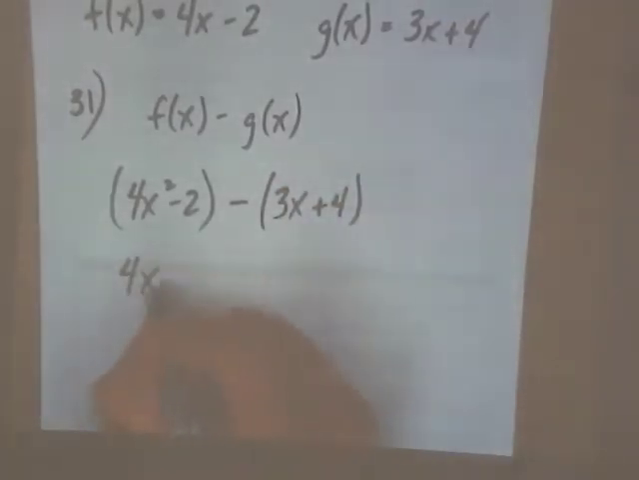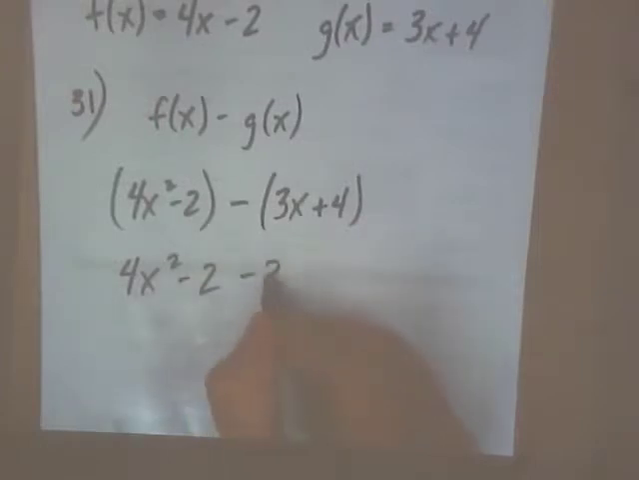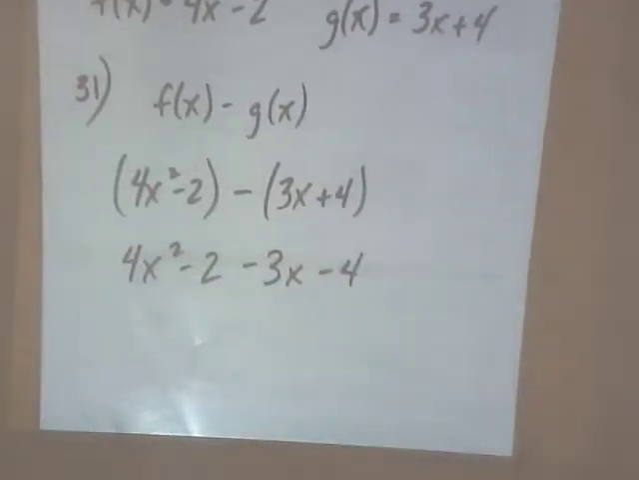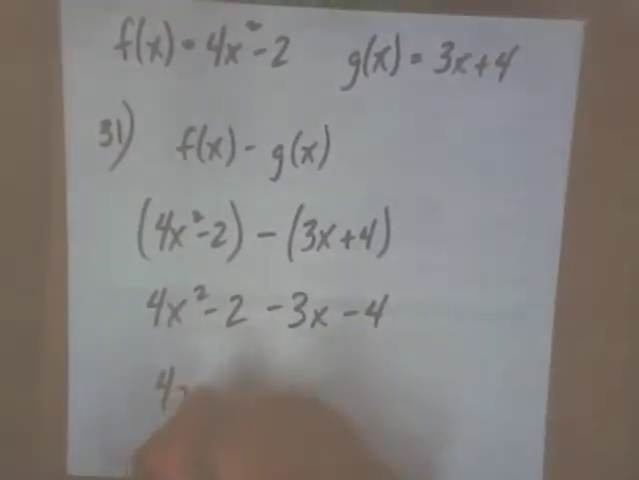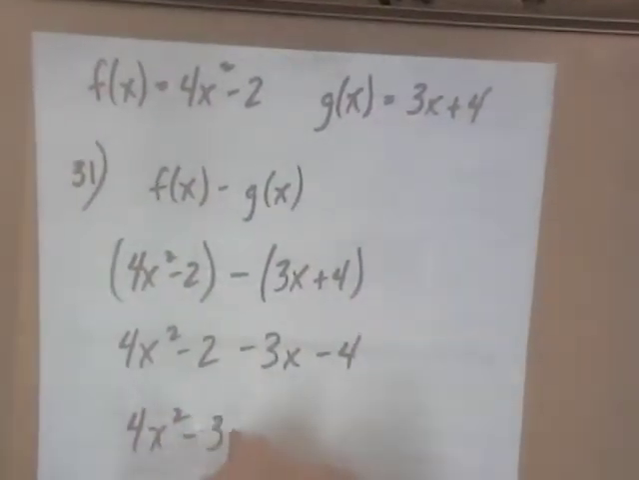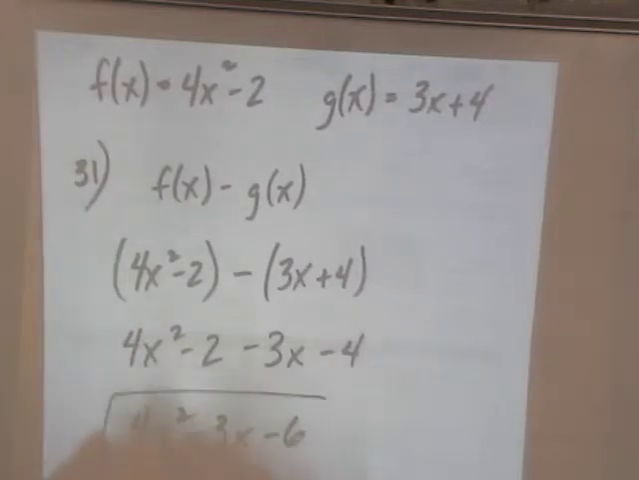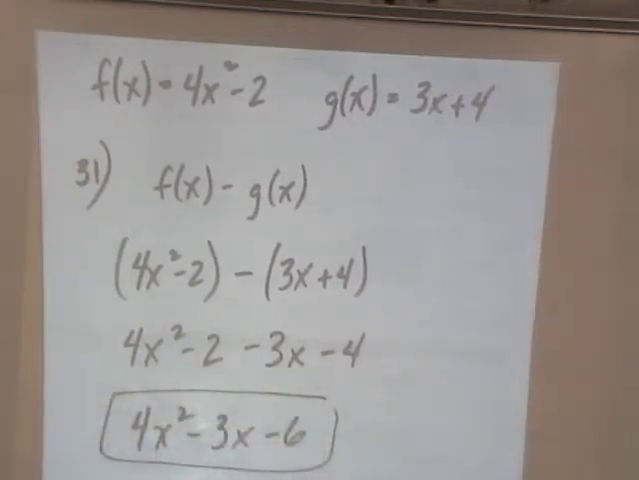So it'll be 4x squared minus 2 minus 3x minus 4. So what do we got here? 4x squared minus 3x minus 6. Questions on 31 before we go on to 32?